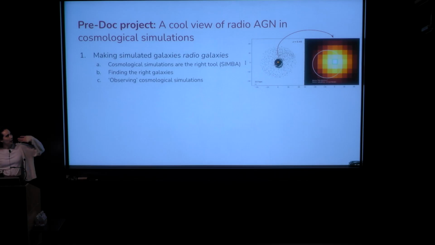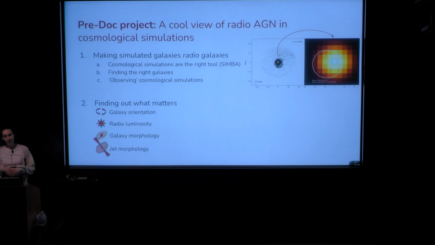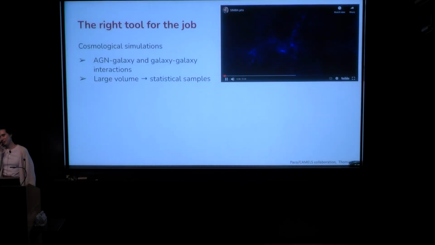And basically, we're going to turn our particle data that you see in that image on the left here into fairly low-resolution images like you see on the right. Then I'll go through some of the results that we're getting, trying to find out what's important in terms of detecting this neutral hydrogen in absorption. So I'll look at orientation effects, luminosity effects, the morphology of the jets that we're injecting, as well as the galaxy morphology.